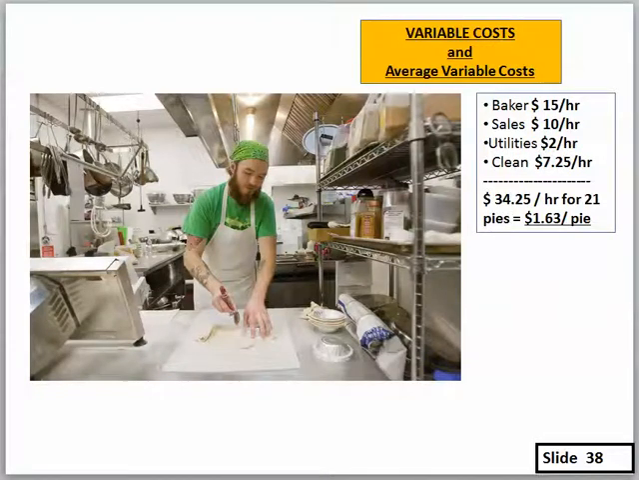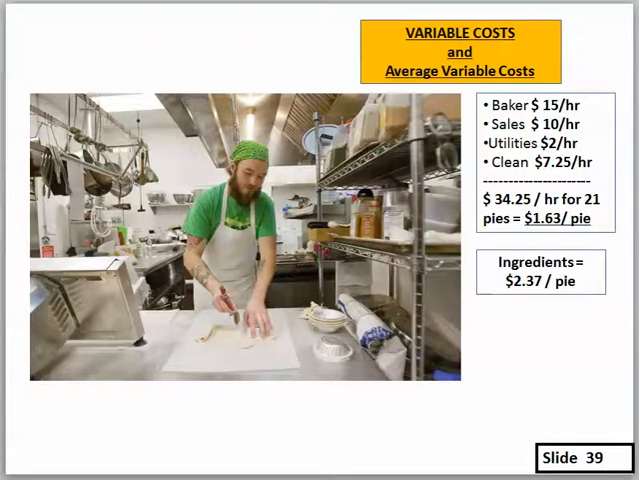And that comes to a total of a little over $34, but we're assuming that we can make 21 pies in that hour. So each hour we can make 21 pies. Each hour is going to cost us $34.25. Each one of those pies is going to bear $1.63 of the variable cost. Okay, that's before getting our ingredients. Well, no, we haven't even gotten ingredients yet.